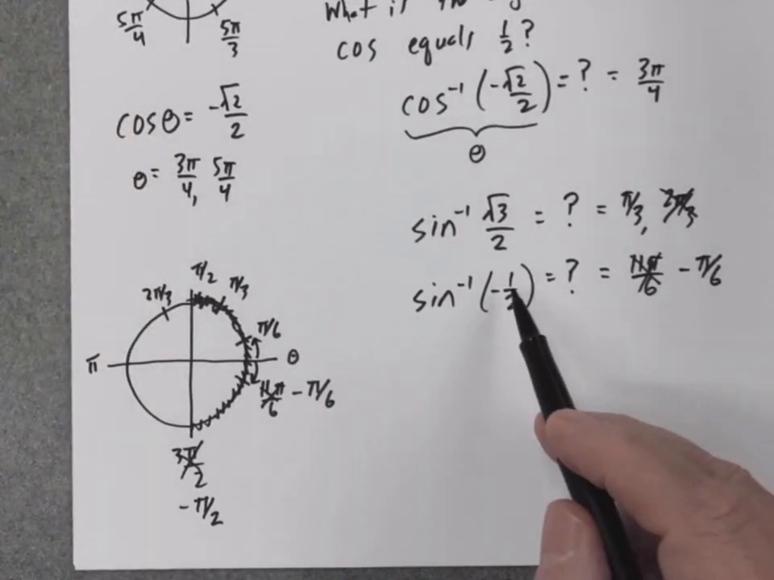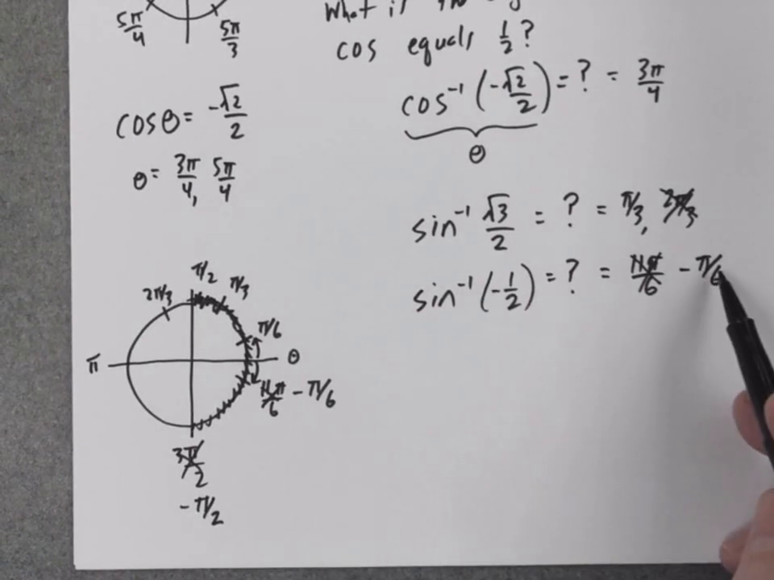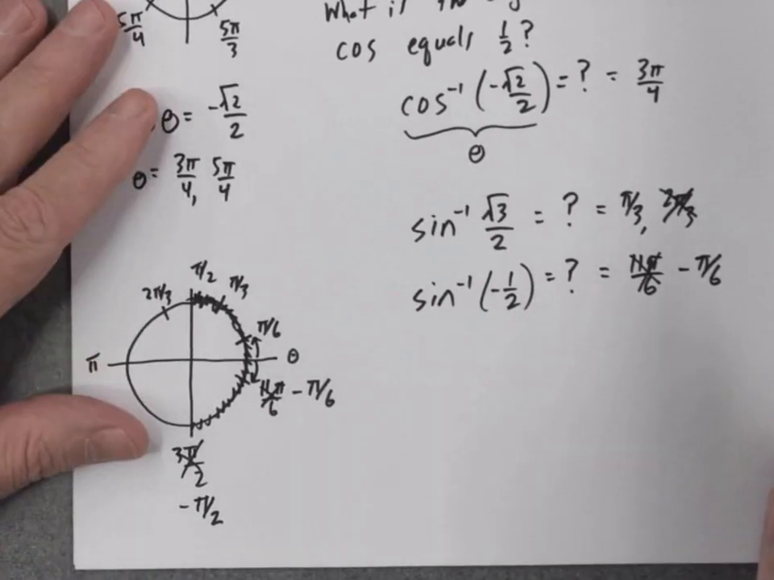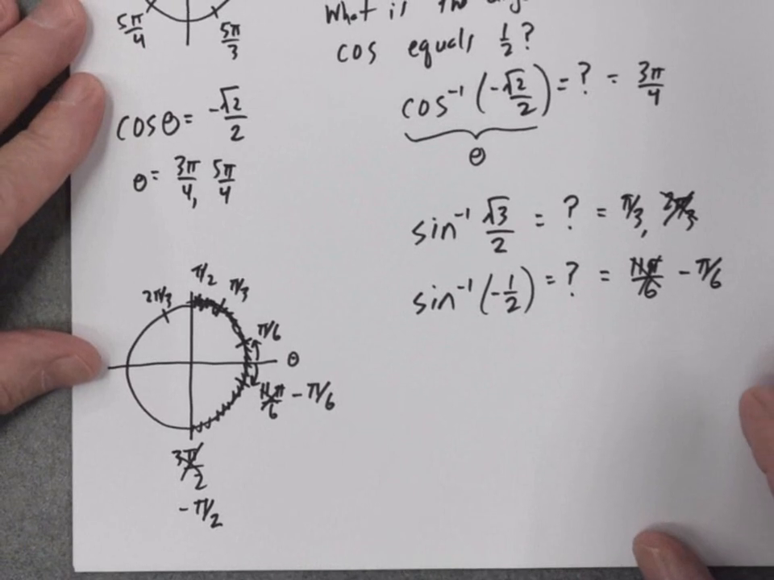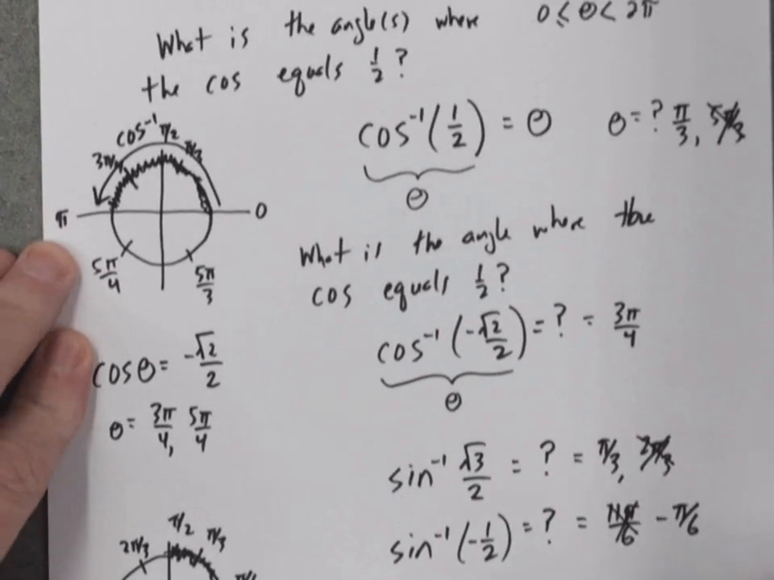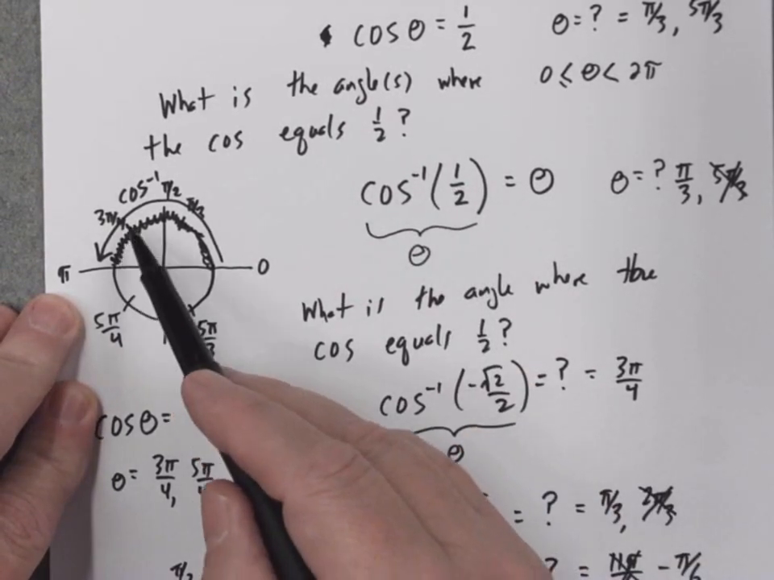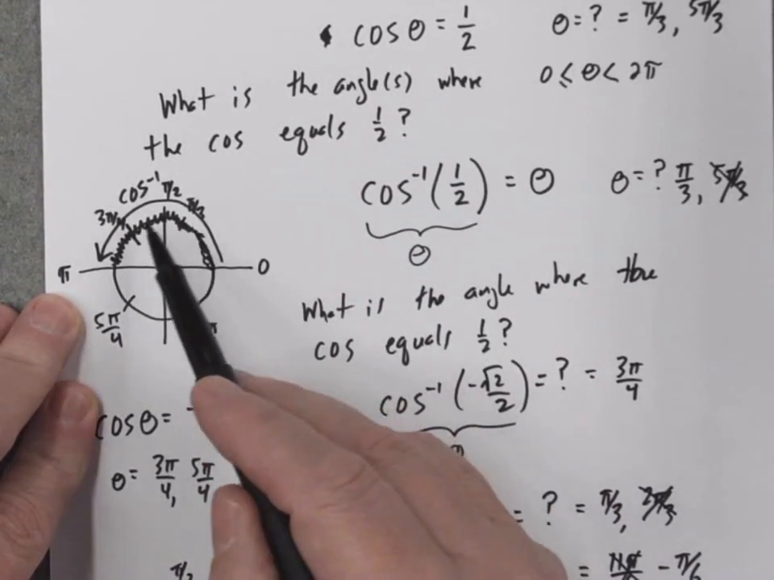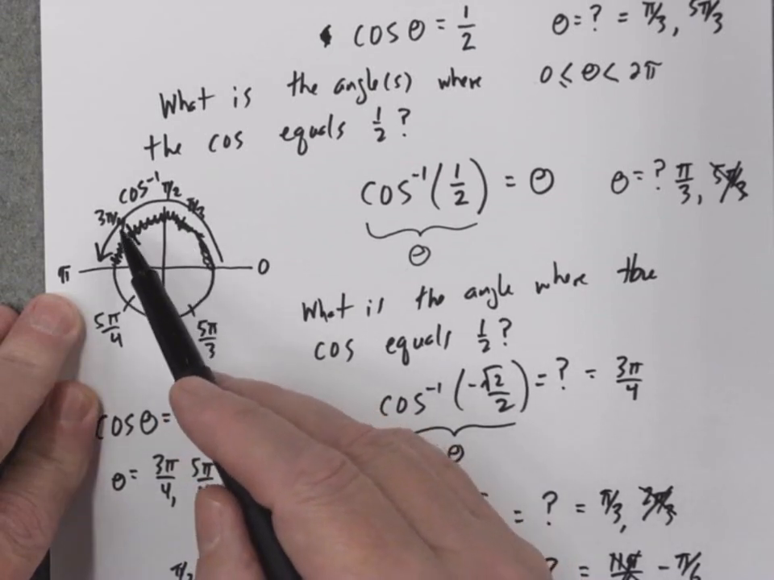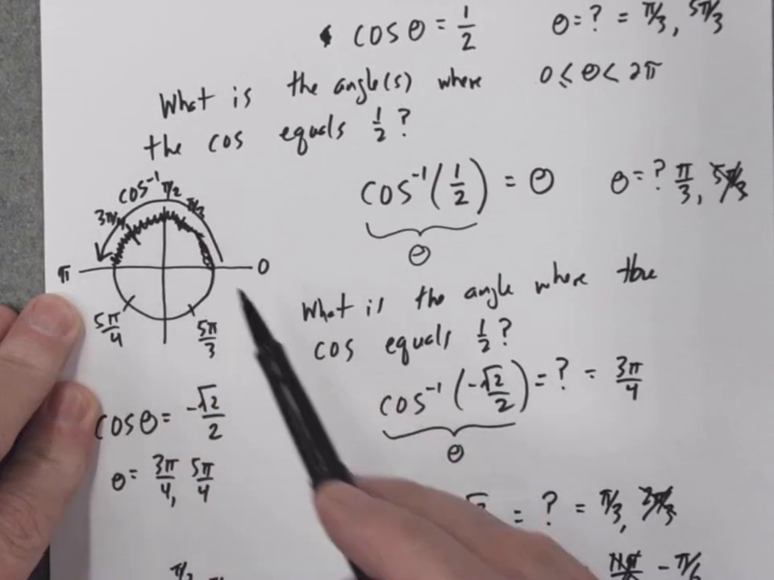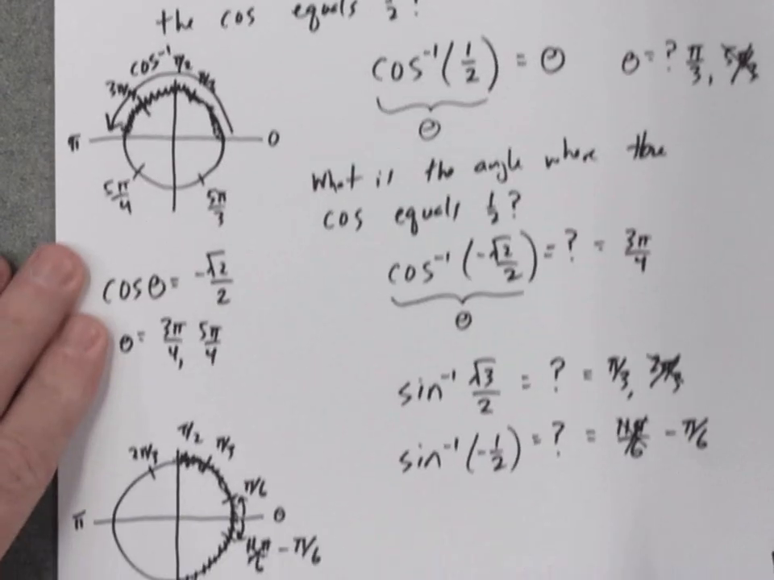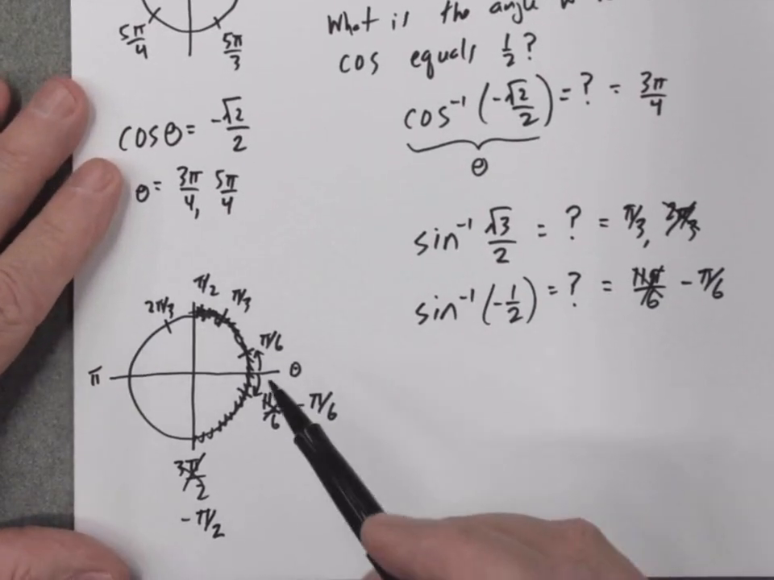So the inverse sine of negative 1/2 is negative pi over 6. So this is why inverse trig functions can get a little crazy at times, because for inverse cosine problems, the answers have to be in the top half, and these are what we normally on the unit circle call those angles.